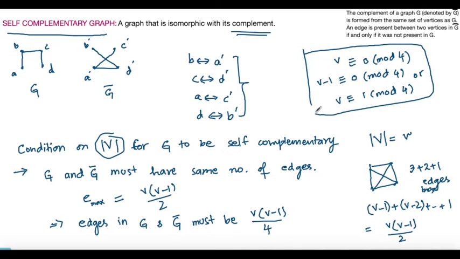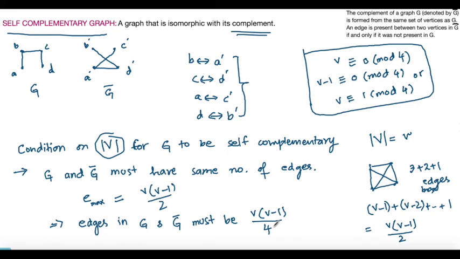So this is a condition on the graph to make it self-complementary. There is also another condition, that the edges should be equal to this expression. First we check whether, when we divide V by 4, the remainder is either 0 or 1. If that is the case, then we count the number of edges. If the number of edges is given by this expression, then it qualifies to be self-complementary.